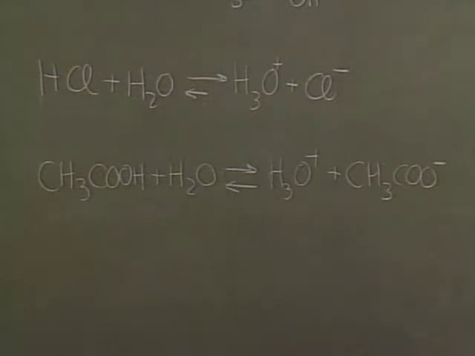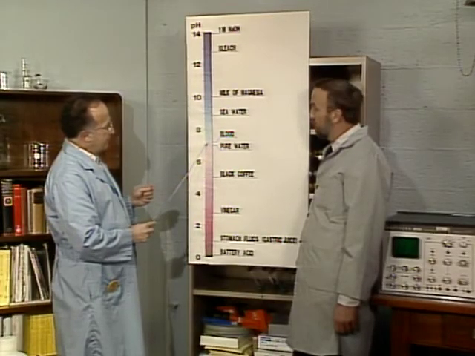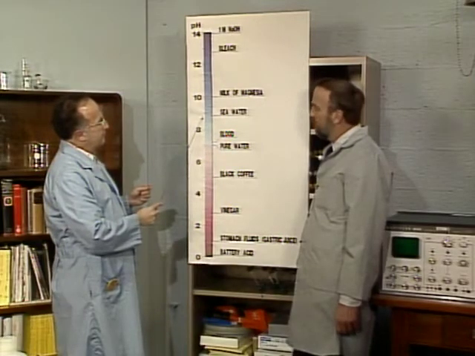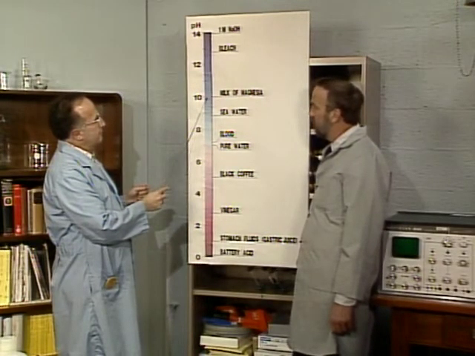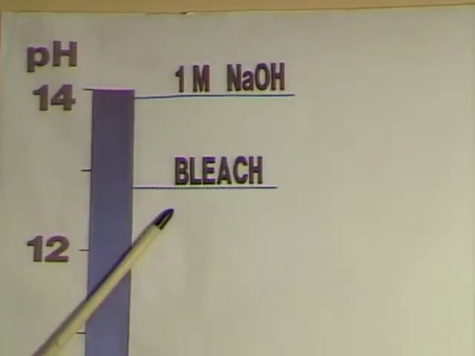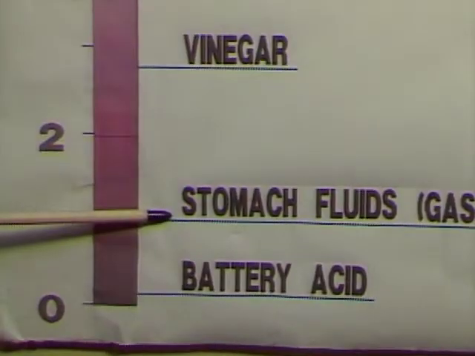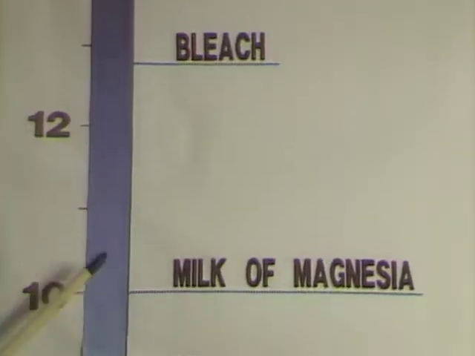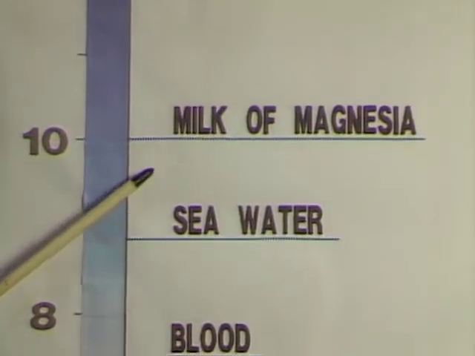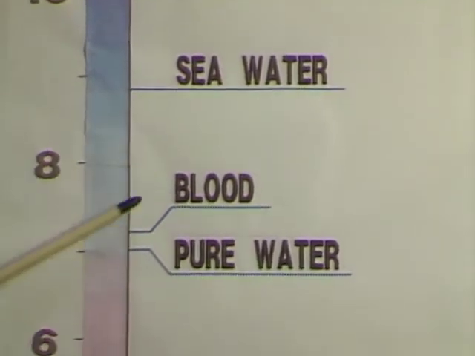Water is the most important medium in which acids and bases act. The difference between a strong acid and a weak one is the concentration of hydronium ions in solution. In aqueous solution, that concentration of hydronium ions ranges over 14 powers of 10. A strongly basic solution has a pH of 14, and a strongly acidic solution has a pH near 0. As the hydronium ion concentration increases, the pH number decreases. Pure water has a pH of 7, the dividing line between acids and bases.